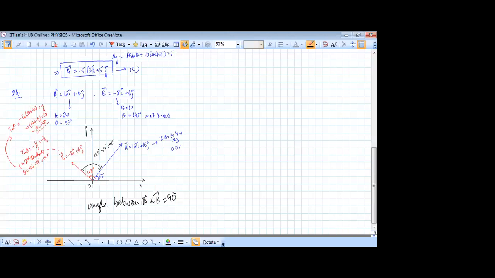Hence, that is coming from the components. No? Magnitude of a vector is root of x square plus y square.